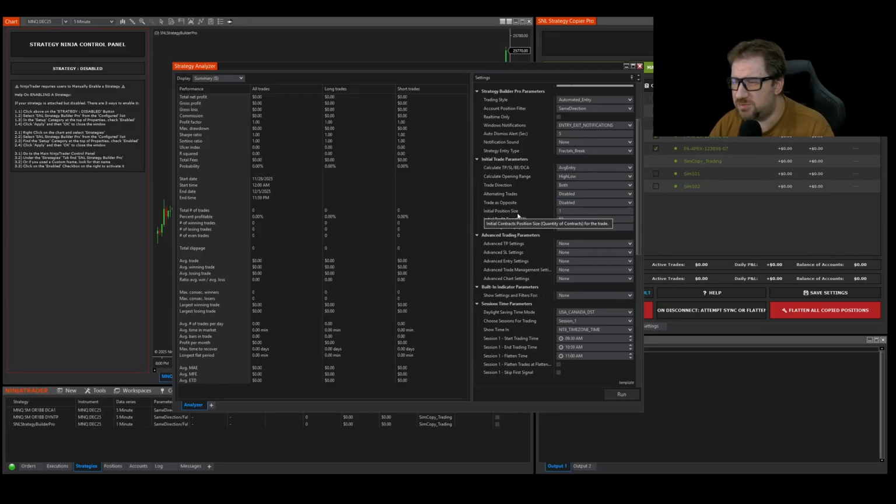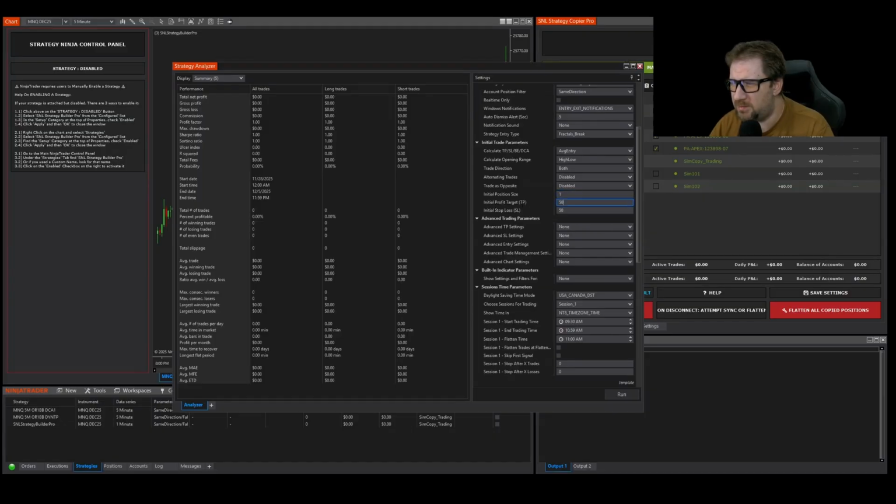Then you have your initial position size, how many contracts you want. That's defaulted to 1. You have your initial profit target. That's defaulted to 50. And your initial stop loss, and that's defaulted to 50. And for the initial take profit and stop loss, these two, I want you to consider them as the maximum for your take profit or stop loss. Once it hits that number, you want to be out.